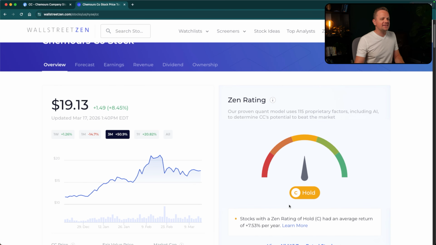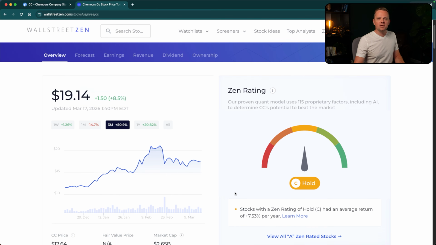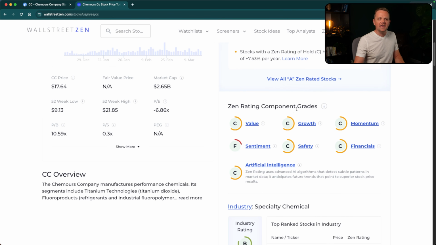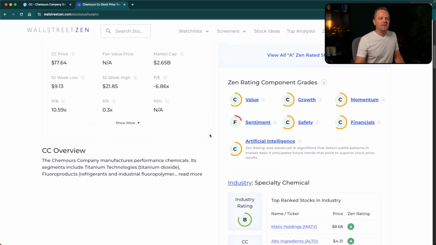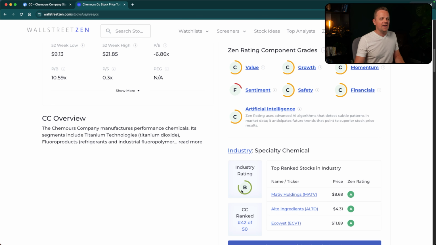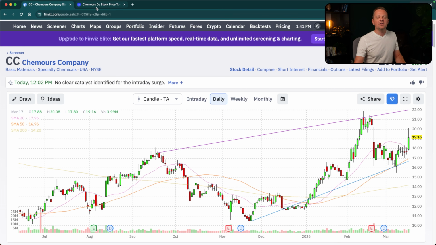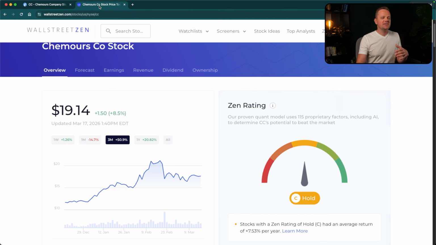And as you can see, you'll quickly see we have a Zen rating of a C. It says hold. It's not really something that you might see significant growth on based on our fundamental analysis. And again, if you scroll down, you look at the component grades, you could see sentiment is really low right now. It's an F rating, and then everything else is just not impressive. It's a C. The entire industry that this is in has an industry rating of a B, and there's a lot of A-rated companies in this industry. This is not one of them. So even though the technicals are pointing us in the right direction, we go to WallStreetZen to confirm, you know what, maybe this isn't a good fundamental play.